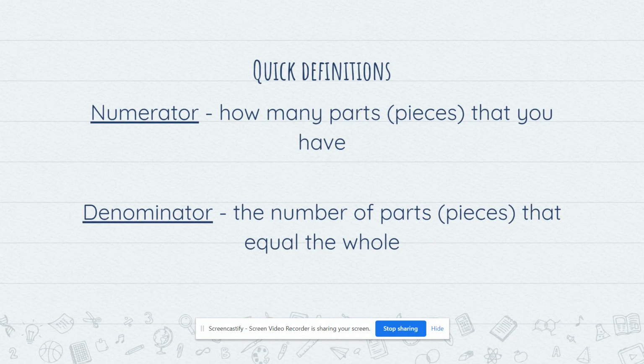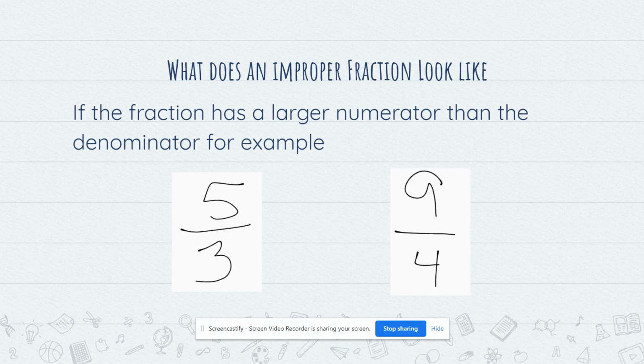Okay, so just a quick reminder, the numerator, once again, that's the top number of the fraction. It's how many parts, how many pieces that you have. The denominator, bottom number of the fraction, it is the number of parts or pieces that equal the whole. All right, so improper fractions, once again, they have a larger top number than the bottom number. So the numerator is larger than the bottom. An example, the 5/3, that means I have 5 1/3 pieces. 9/4, I have 9 1/4 pieces.